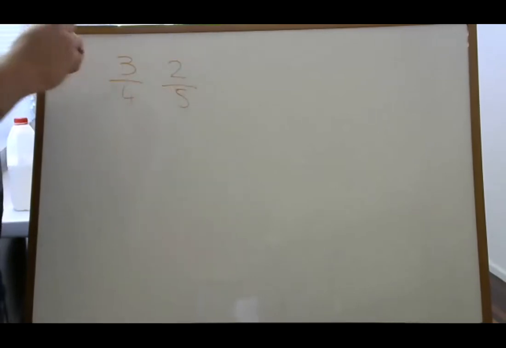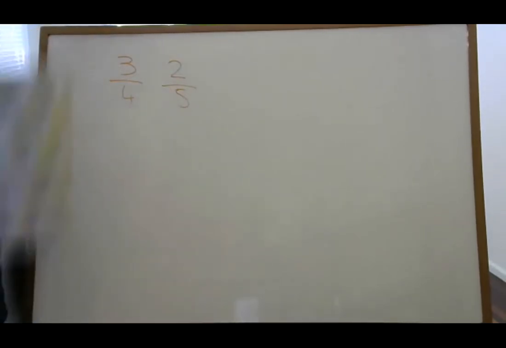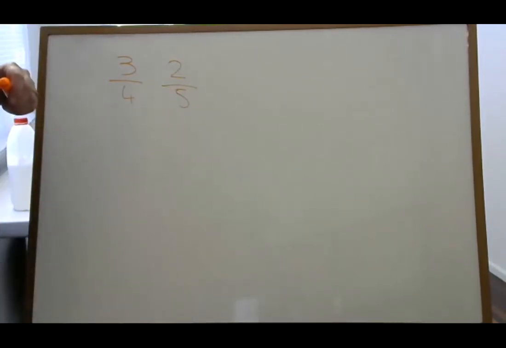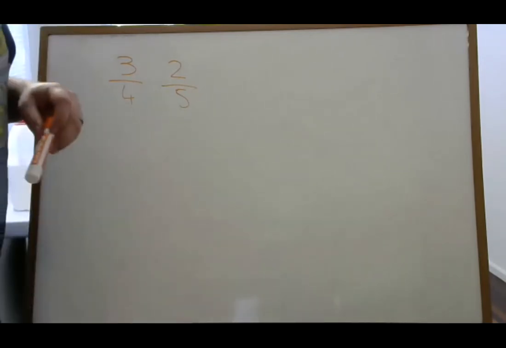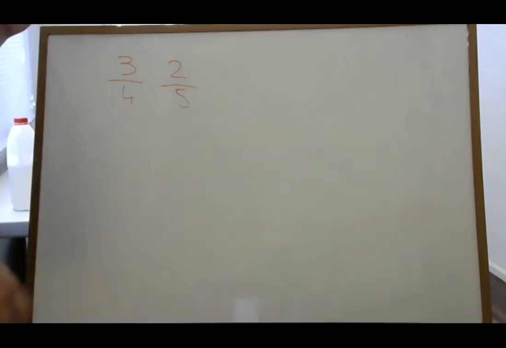All right, last one. 3 over 4 and 2 over 5. Three quarters and 2/5 are not in proportion.